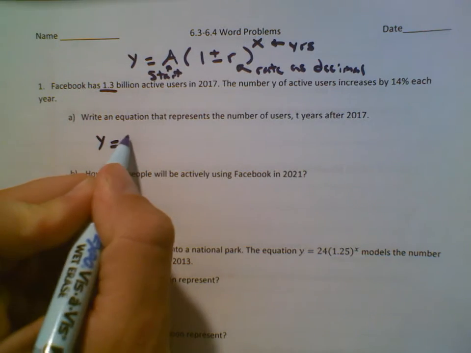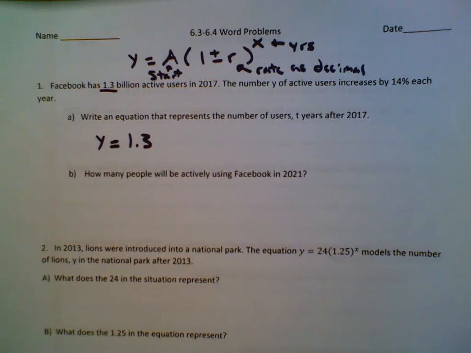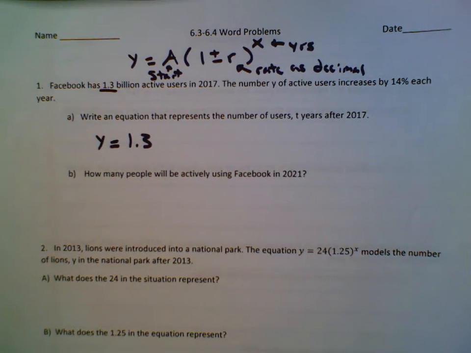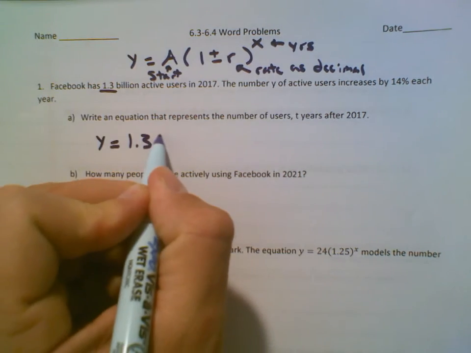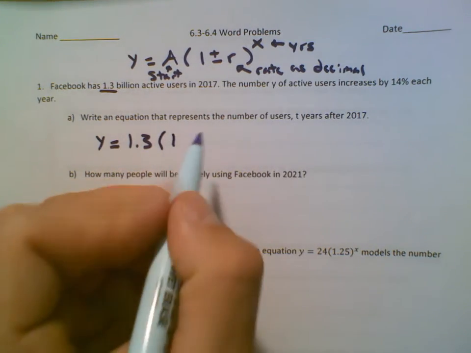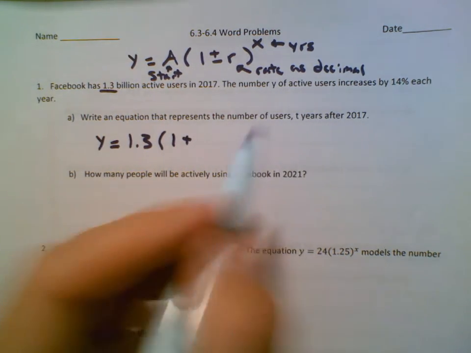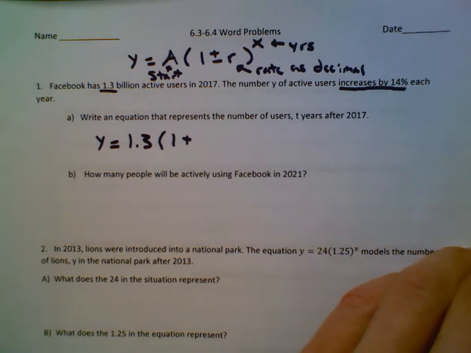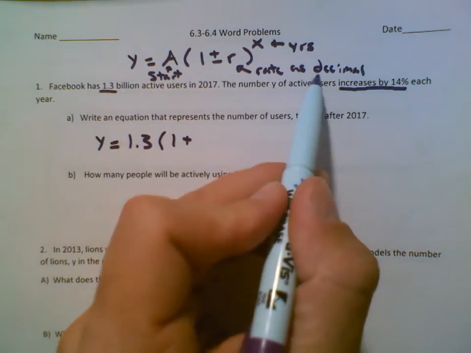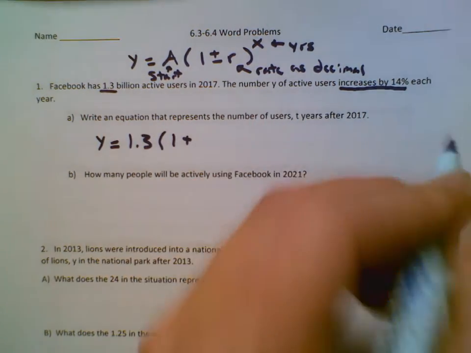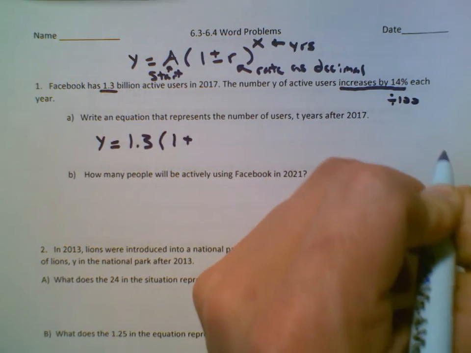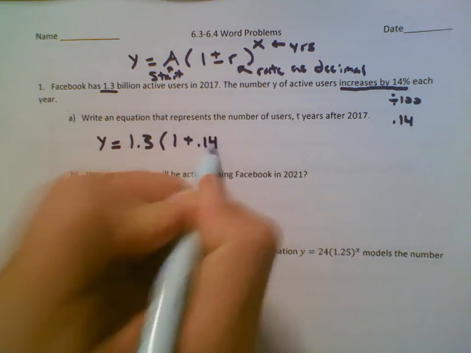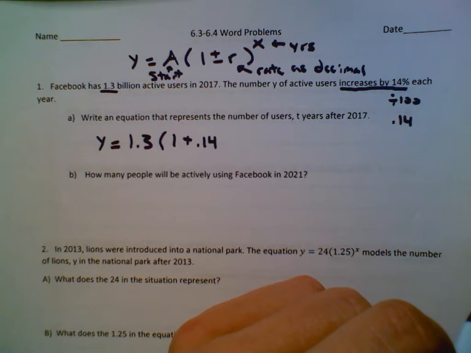Now, I could just put 1.3. I don't need to put the billion down. I'll just need to know at the end of the problem that my number's in billions of users. Then I'm going to multiply that by 1 plus whatever my rate is. And the reason why I'm using a plus sign here is because it's saying it's increasing by 14%. Now, I need the percentage, the rate, as a decimal. To get that, I simply just divide by 100, which would give me 0.14. So I'm going to add 0.14, 14% increase.